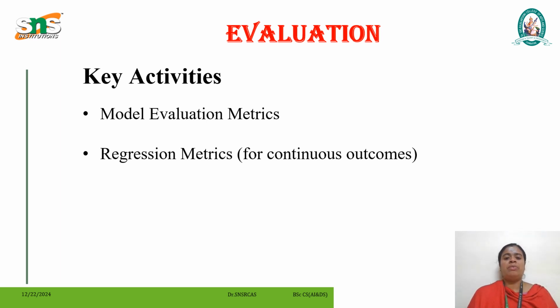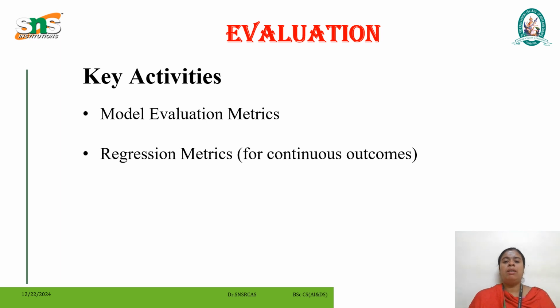Accuracy, the proportion of correctly predicted instances out of all the instances. Precision, the proportion of true positive predictions out of all the predicted positives, important for minimizing false positives. Recall or sensitivity, the proportion of true positive predictions out of all the actual positives. F1 score, the harmonic mean of precision and recall, balancing both metrics. ROC curve and AUC, area under the curve, evaluate the performance across different classification thresholds.